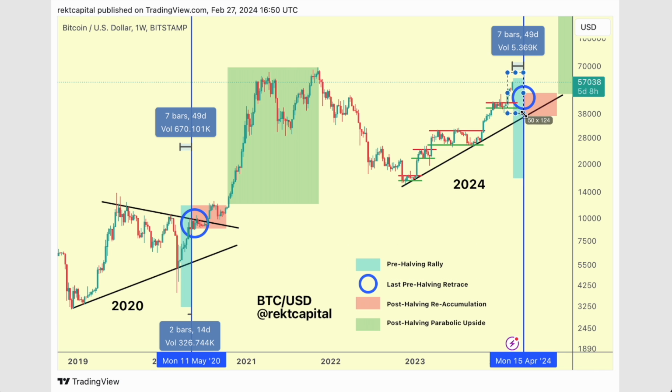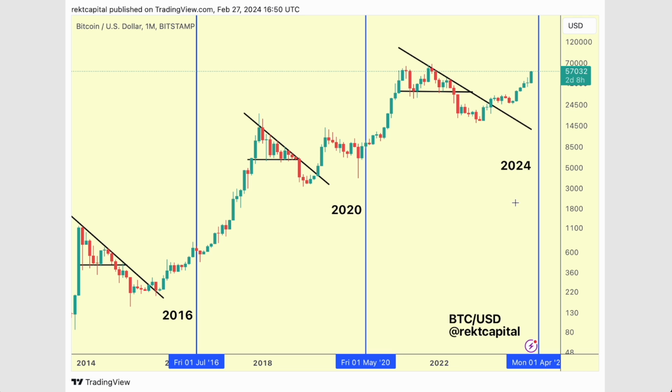So we have to enjoy this pre-halving rally, but also at the same time acknowledge that there'll probably be a pre-halving retrace, whether it's from these levels or even higher. Historically, we tend to see pullbacks around this time in the cycle, but generally speaking, just have a look, because this is what we touched upon in the first chart.